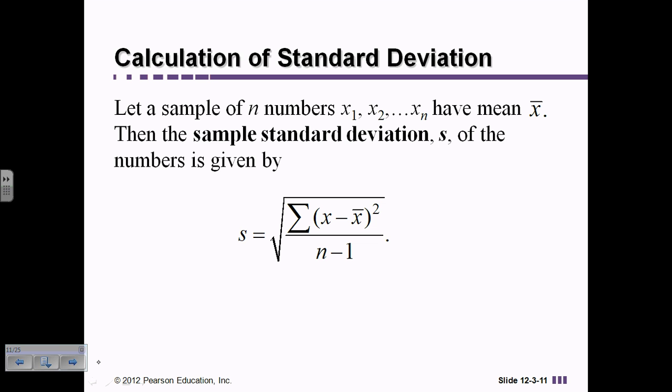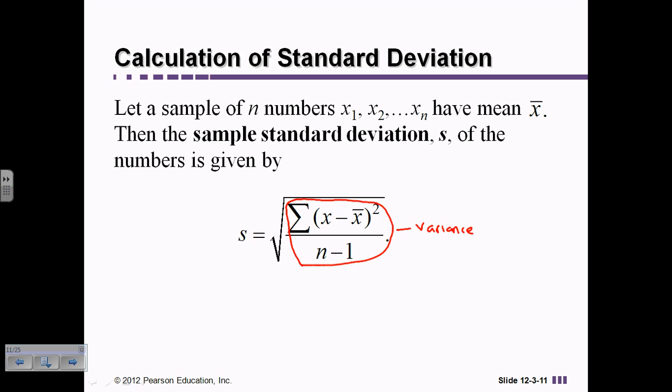So when we're looking at this formula, the variance is this part of the problem underneath the radical, underneath the square root. So this is what we refer to as the variance. So what we have to do is calculate the variance and then take the square root of the variance, and that is the standard deviation of the sample. So let me explain to you what this is saying again.